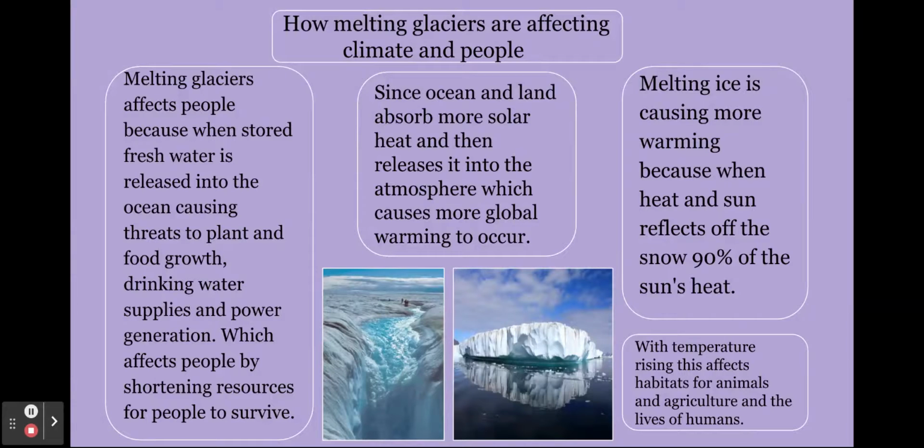Melting ice is causing more warming because when heat and sun reflect off the snow, 90% of the sun's heat is reflected back into space. Since ocean and land absorb more solar heat and then release it into the atmosphere, this causes global warming to occur. With temperatures rising, this affects habitats for animals and agriculture and the lives of humans.